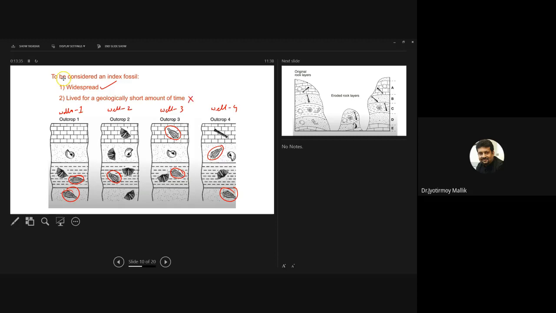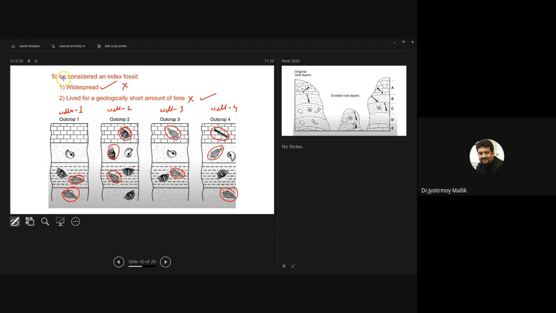How about this one? This occurs only once. So it is not widespread. Okay. This is not widespread, but this certainly lived for a short geological time. But then this also will not be a good index fossil. Now, how about this one?